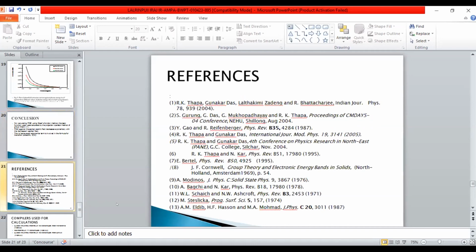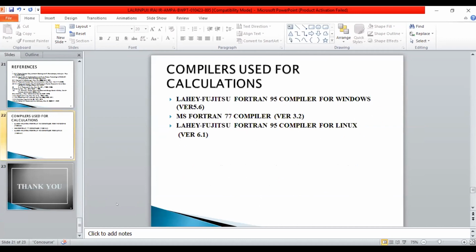These are the references which we have taken. And these are the compilers used for calculating the initial and final state wave functions.